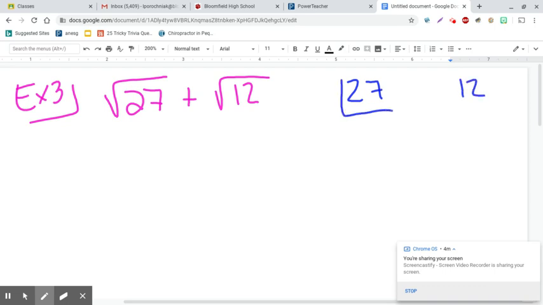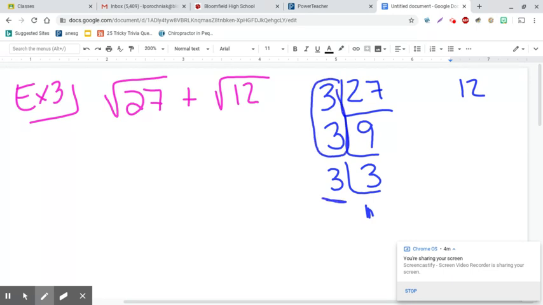So 27 gives us what? The only number that goes in is 3, which gives us 9. What goes into 9? 3, which gives us 3. The only number that goes into 3 is 3. So this is our pair that comes out. This is what stays in. So this radical 27 is going to become 3, remember, because we took it out, and radical 3 because it stays in. Bring down your plus.